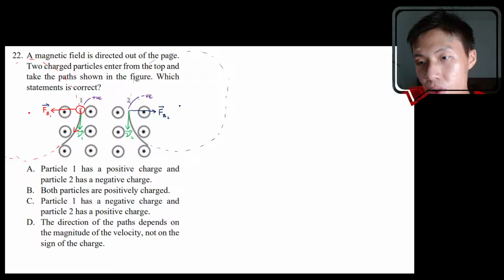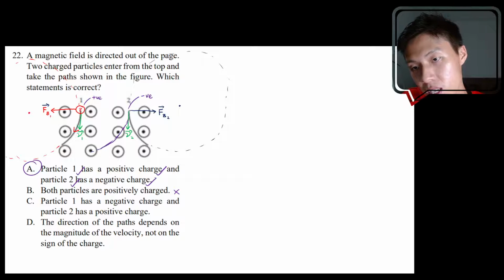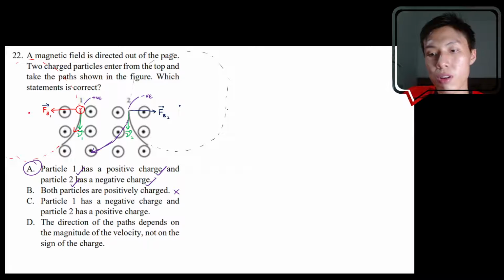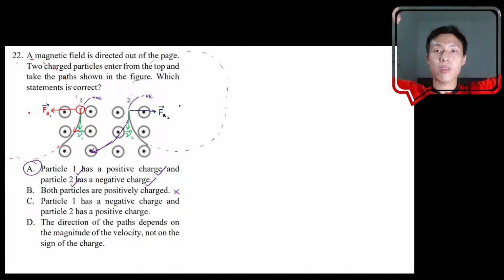So therefore we can say that particle 1 is a positive charge, particle 2 is a negative charge. So this is the answer. Do you know that they cannot be both positively charged? Because if both are positively charged, then they both curve in this direction. You can see that this will be curving in this direction if it's a positive charge. If particle 1 has negative charge and particle 2 has positive charge, then it will become curved like this.